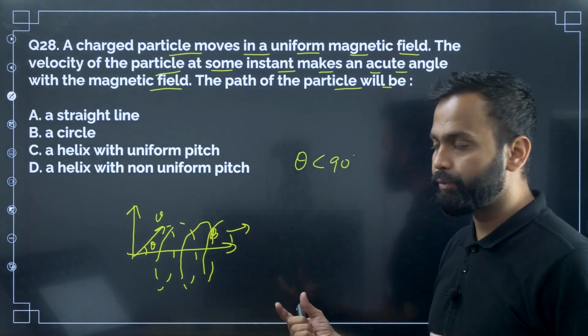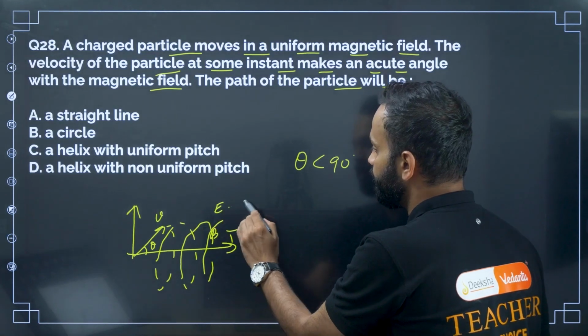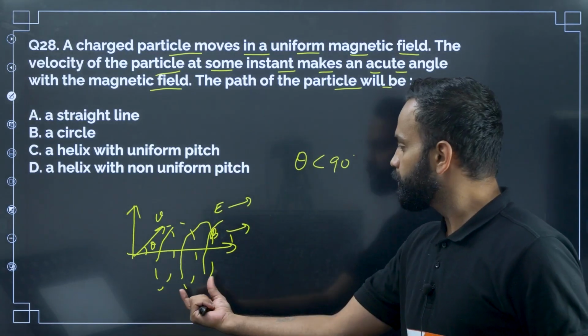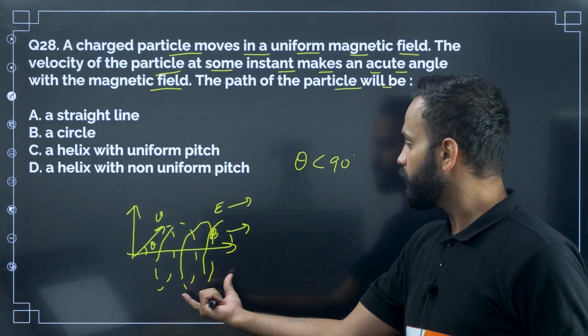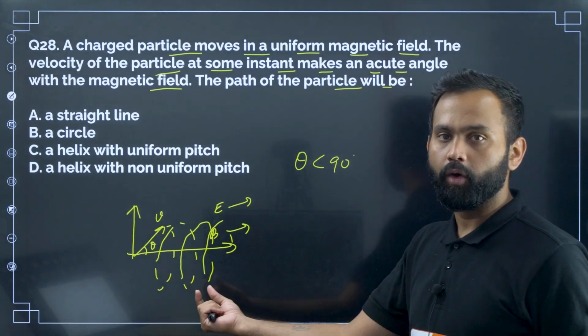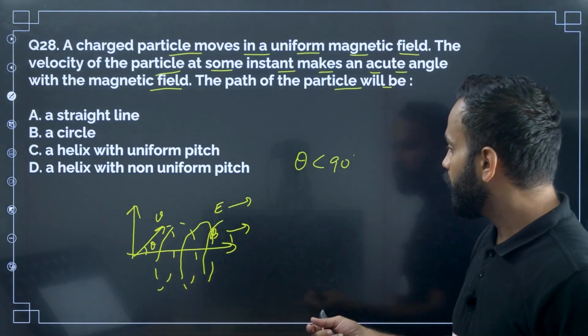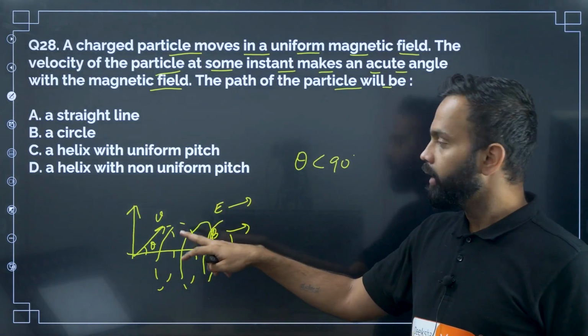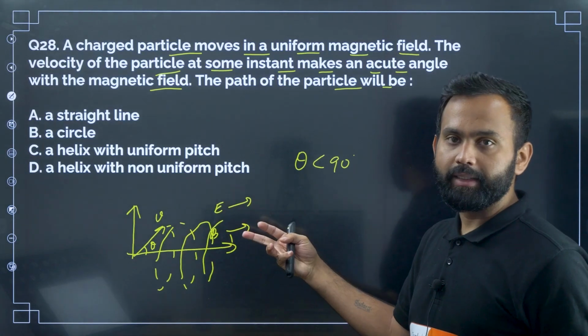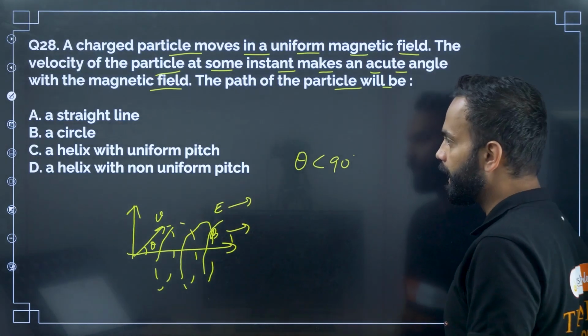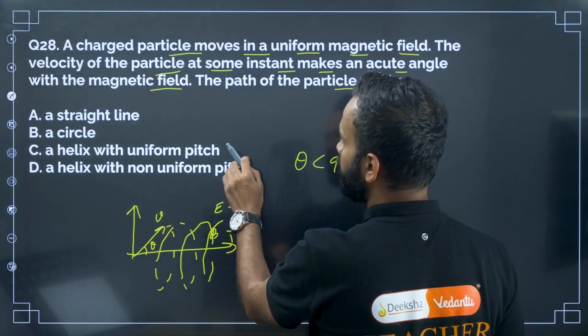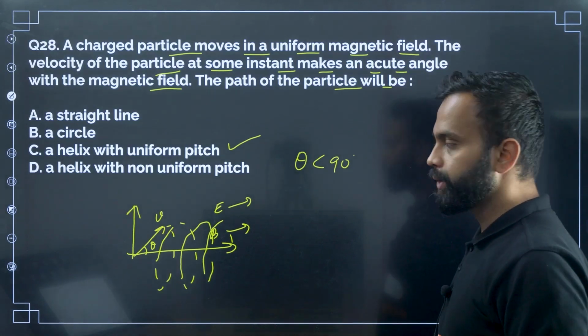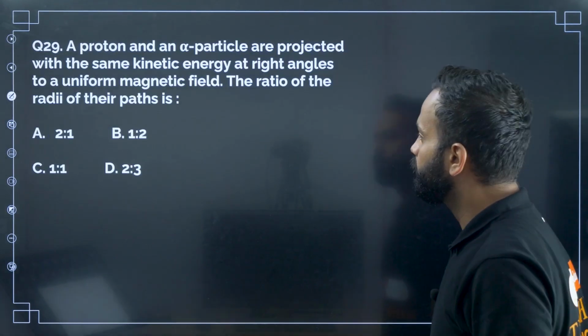If you apply an electric field, what happens? The pitch of the helical path changes, or the pitch will increase. Why? Because due to the electric field, the particle will get accelerated. So the correct option will be a helix with uniform pitch.